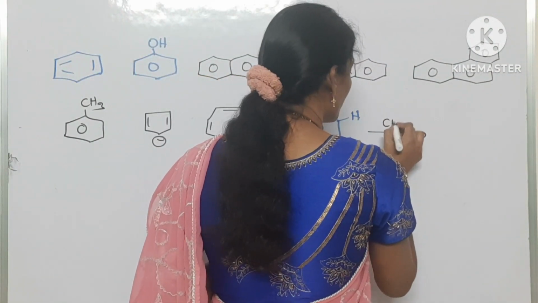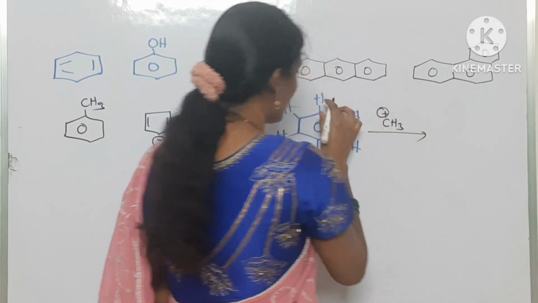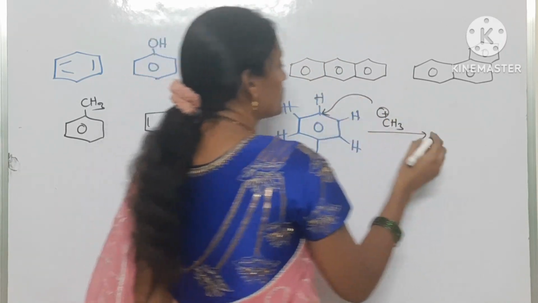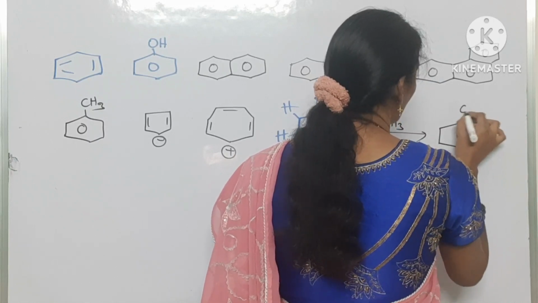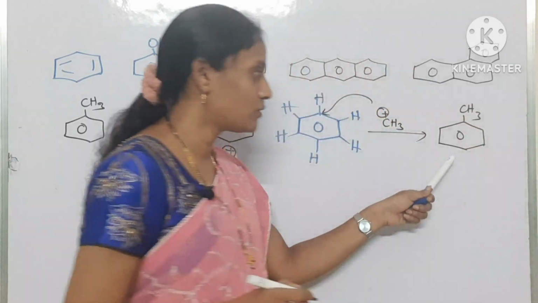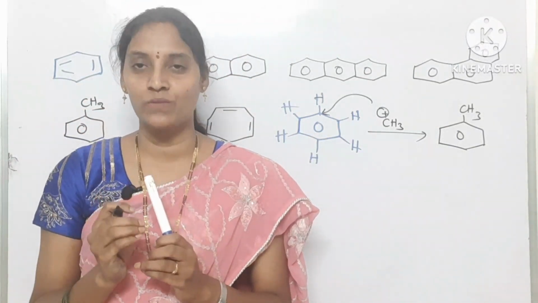That means if you substitute one methyl group instead of one hydrogen, okay, so what will happen? Methyl benzene will be formed. This is toluene, I already told you. Methyl benzene will be formed. This is the one single substituted benzene.